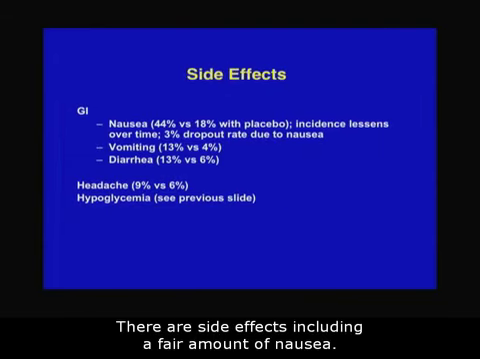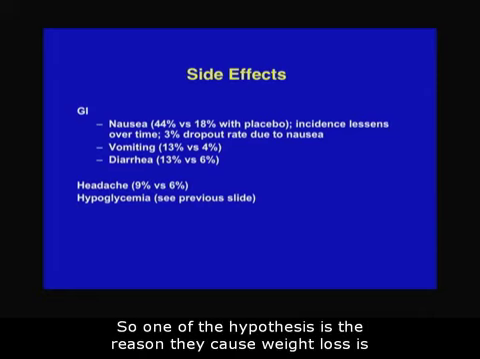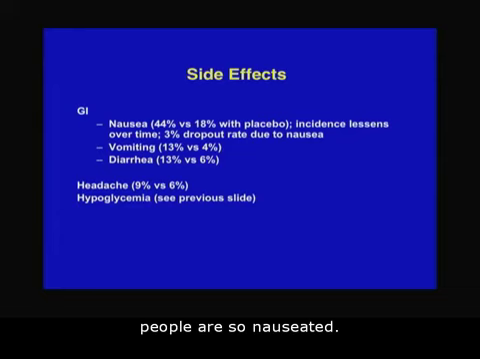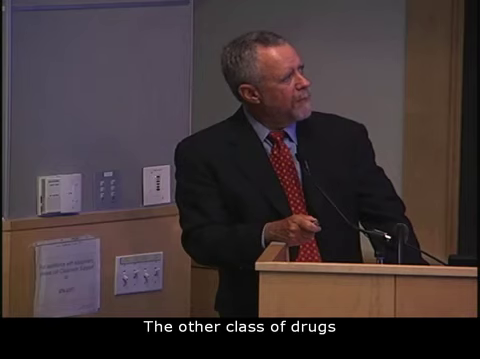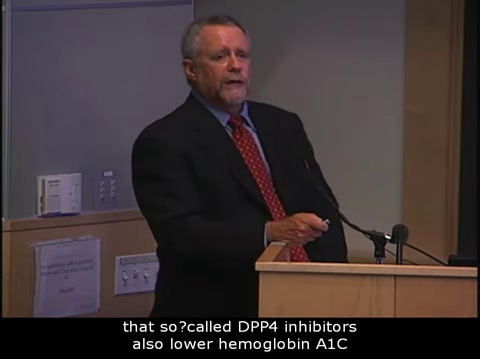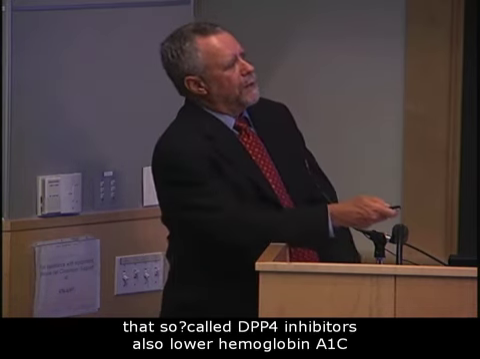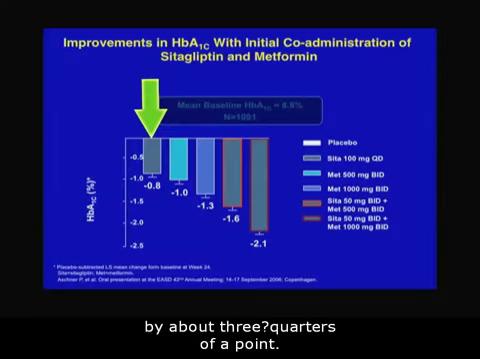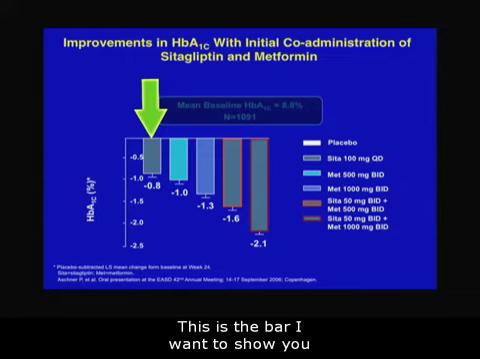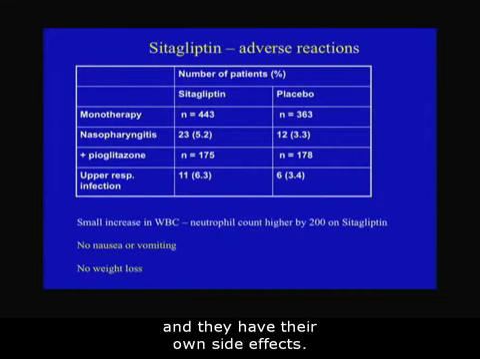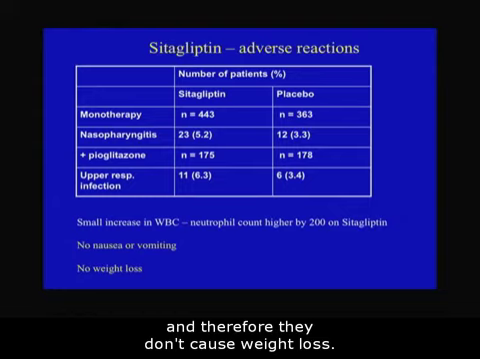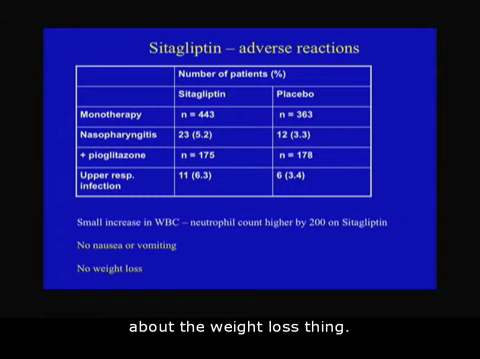There are side effects, including a fair amount of nausea. And so one of the hypotheses is that the reason they cause weight loss is because people are so nauseated. The other class of drugs, the so-called DPP-4 inhibitors, also lower hemoglobin A1C by about 3/4 of a point. Forget these other bars, but this is the one I want to show you. And they also have their own side effects. But interestingly, they don't cause nausea, and therefore they don't cause weight loss. So that's sort of part of my suspicion about the weight loss thing.